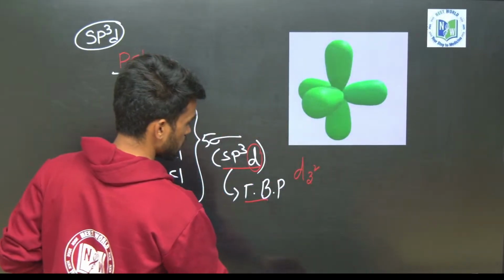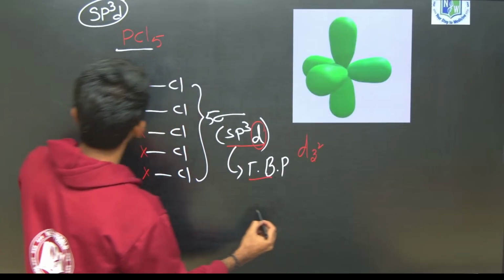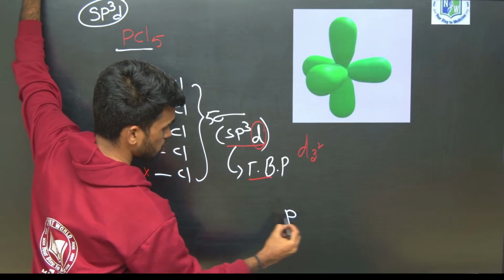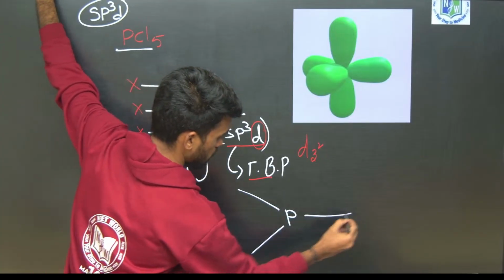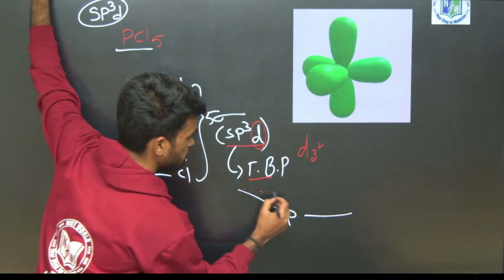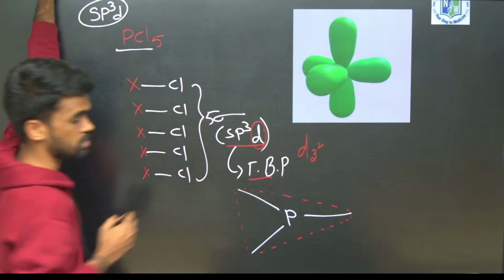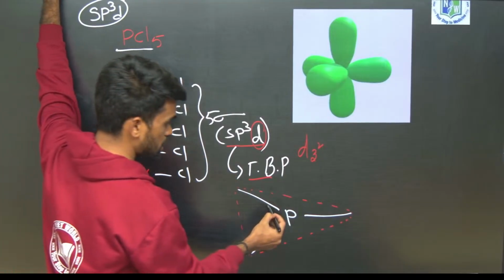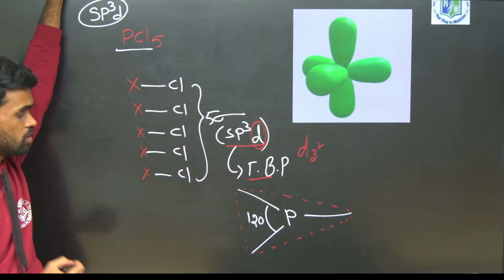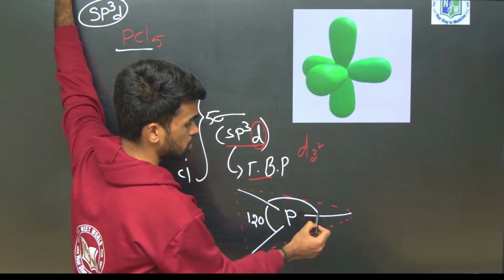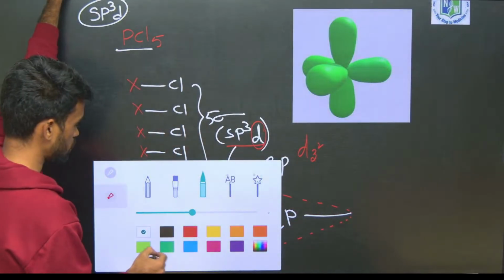I am writing it, see. What is the central atom here? Phosphorus, right? So one bond here, other bond here, other bond here. Just join them. How is it looking? Like this, no? Triangular shape. So what is the angle in this case? 120. And what is the angle here also? That is also 120.